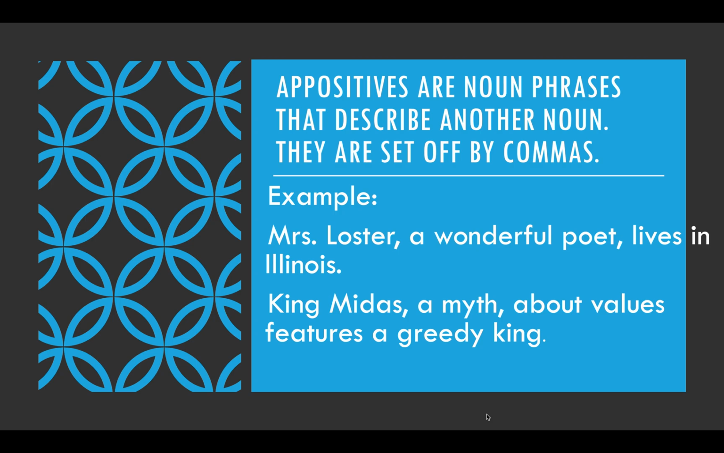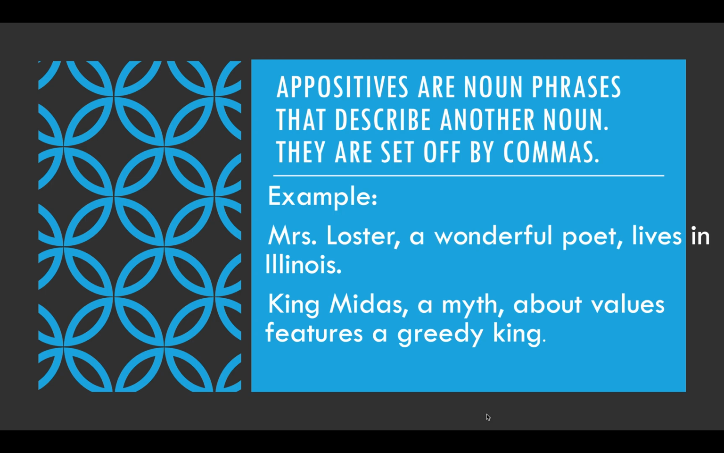Appositives. Appositives are noun phrases that describe another noun. They are set off by commas. For example, Mrs. Loster, comma, a wonderful poet, comma, lives in Illinois. Mrs. Loster, and then we have the appositive phrase, a wonderful poet, that's talking about Mrs. Loster. And it's sandwiched between two commas.